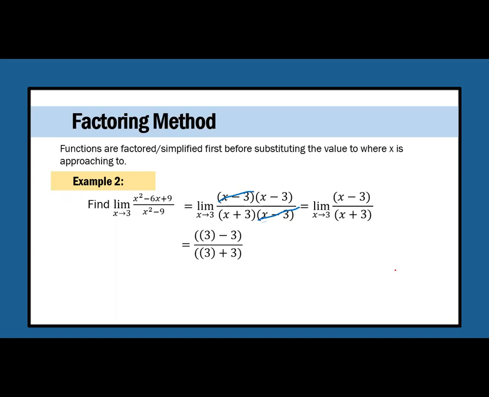And with this, we can now proceed with the direct substitution method by substituting 3 to all the x's of our function. And our answer should be 0 over 6, and that will be equal to 0.